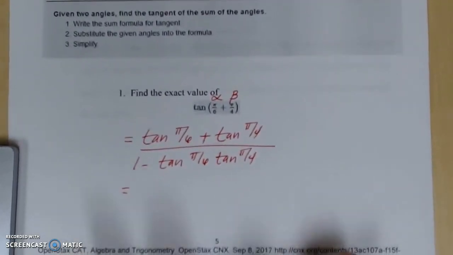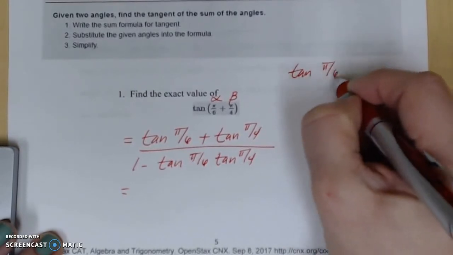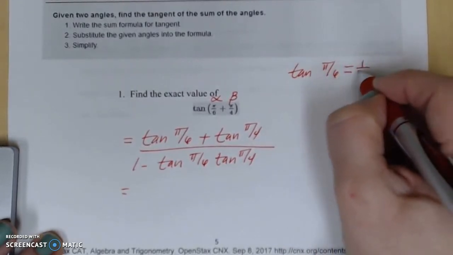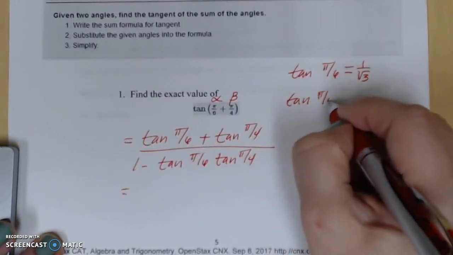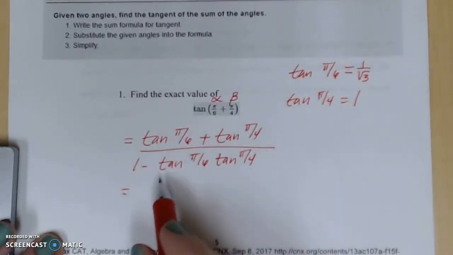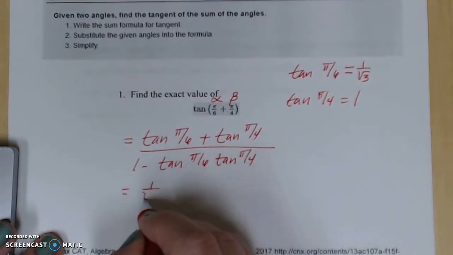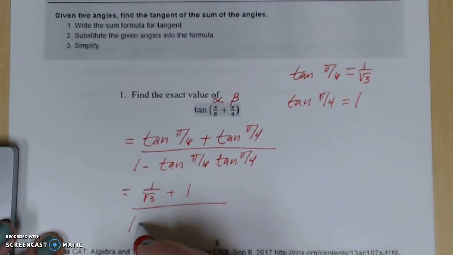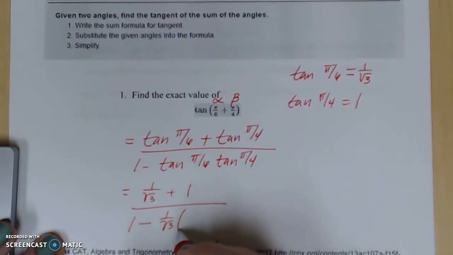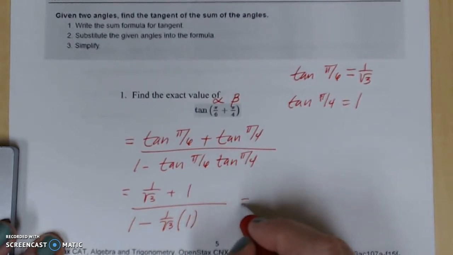So I get values such as for tangent of pi over 6, let's write these up here. Tangent of pi over 6 is equal to 1 over square root of 3. And tangent of pi over 4 is equal to 1. Plugging in the values here, I have 1 over square root of 3 plus 1, from my formula, over 1 minus tangent of pi over 6, which is 1 over square root of 3, times tangent of pi over 4, which is just 1.